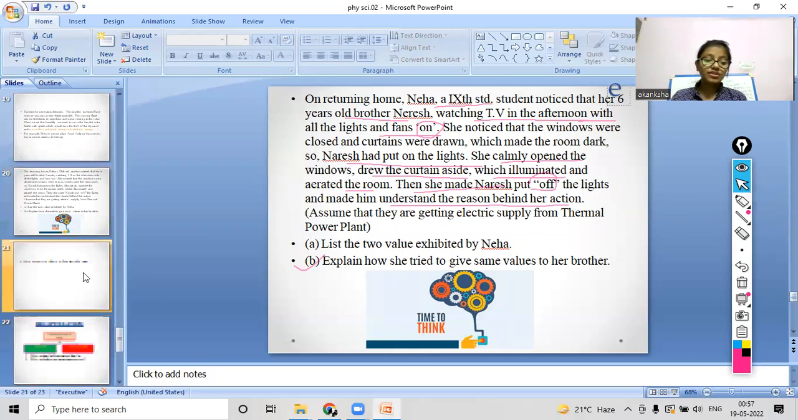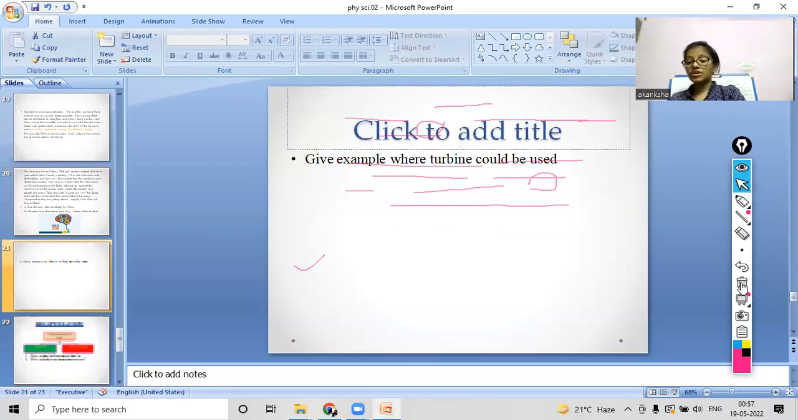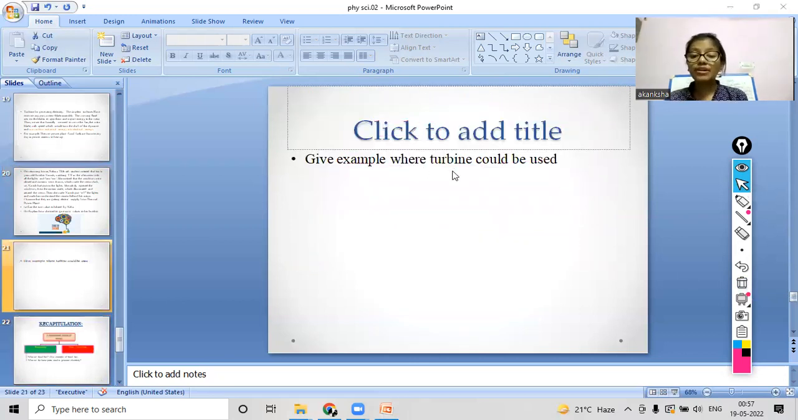There is a question now. You have to give examples where a turbine could be used, in which industries it can be used. We just discussed it right now. Turbines are also used in dams to generate electricity. And turbines are used where? In wind power plants, generating electricity from the wind. There also turbines are used. Yes, very good. You all gave the right answer.